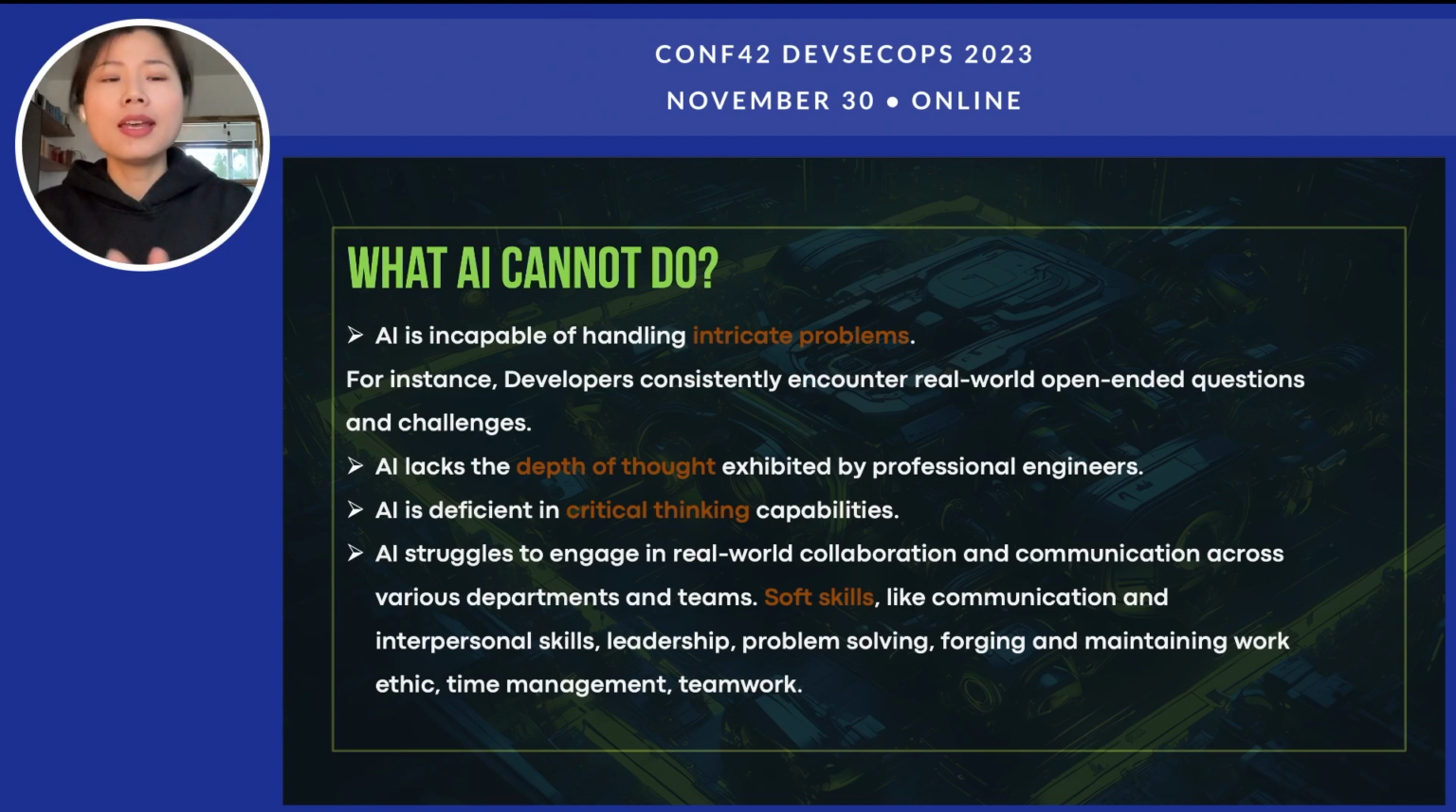The second part is AI lacks depth of thought. For example, like I mentioned, AI's current capability can replace level 3 Google engineers. But how about level 4, the top one? I think everyone knows, actually, as DevOps, we are not only focused on development, we focus on operations as well.